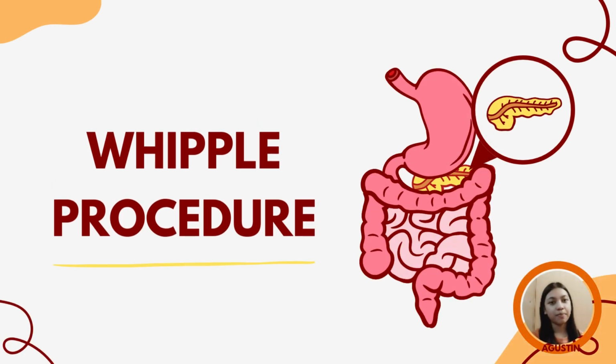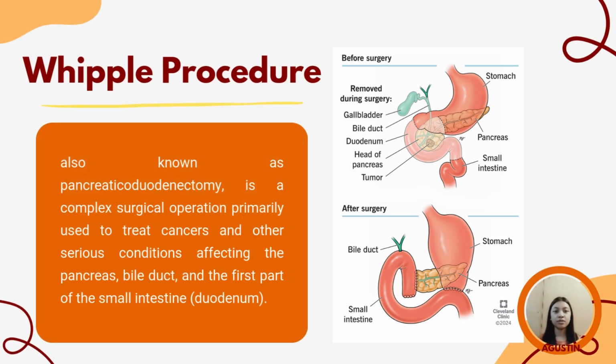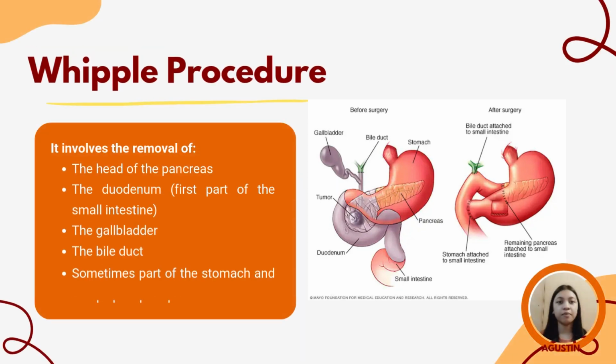So for the next surgery of the pancreas, we will be talking about the Whipple procedure. So the Whipple procedure is also known as pancreatico-duodenectomy. It is a complex surgical operation that is used primarily to treat cancers and other serious conditions affecting the pancreas, the bile duct, and the first part of the small intestine, which is the duodenum. In this procedure, the following parts are removed: the head of the pancreas, the duodenum, which as I have said earlier is the first part of the small intestine, the gallbladder, the bile duct, and sometimes part of the stomach and the nearby lymph nodes.